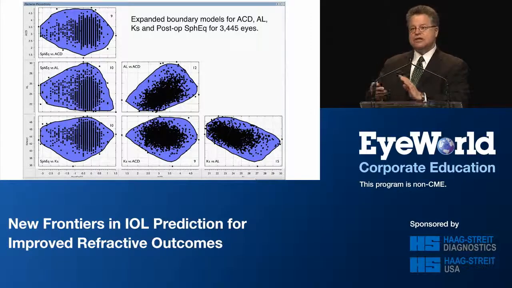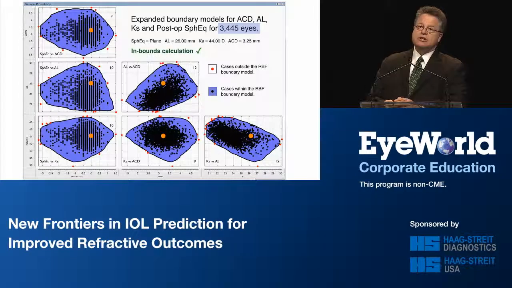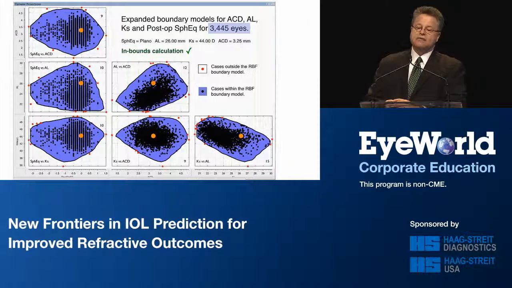So these are the six pairwise boundary models for the RBF version that you're currently using either on your LensStar or on the online calculator. And this is for 3,445 eyes. And if we do a calculation for plano with a 26 millimeter axial length, there's that data point within that pairwise boundary model. We can add the K's, and there are those points within those boundary models, and we can add the anterior chamber depth. And you can see that every single one of these data points are within the confines of a 90% accuracy pairwise boundary model. It's an inbounds calculation. So this is what it means when you get that statement.